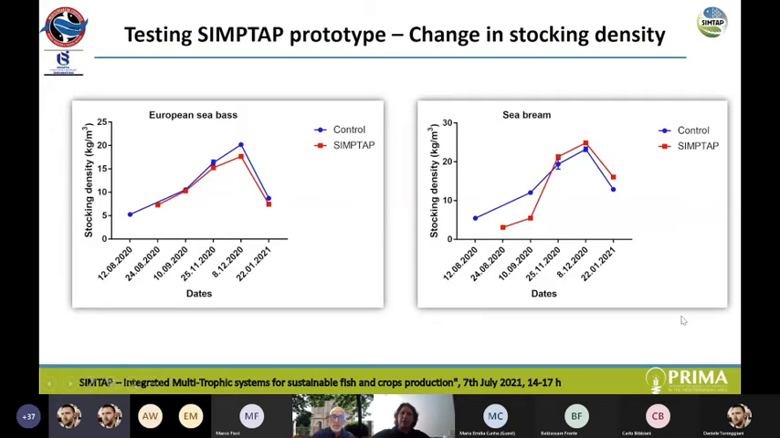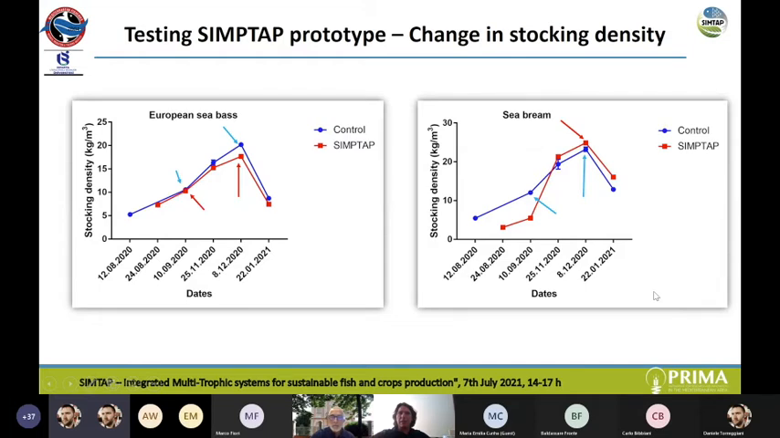But here, interestingly, in both systems the stocking densities reach over 20 kilos per cubic meter, meaning that our SIMTAP system can provide very good conditions for fish growth. The arrows indicate the dates that we reduced the fish stocking densities.